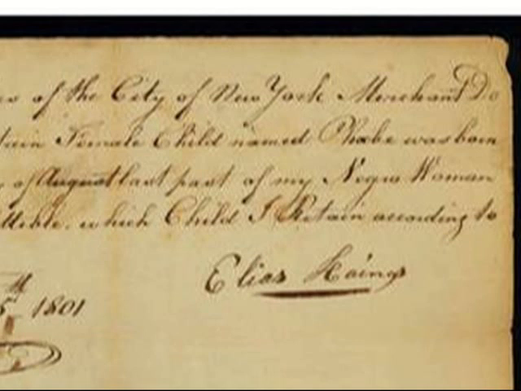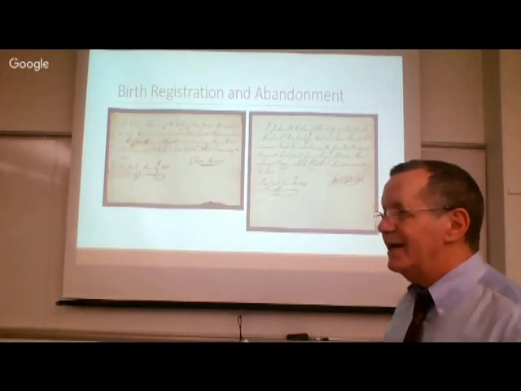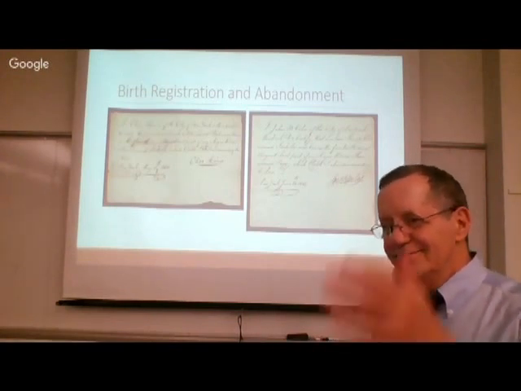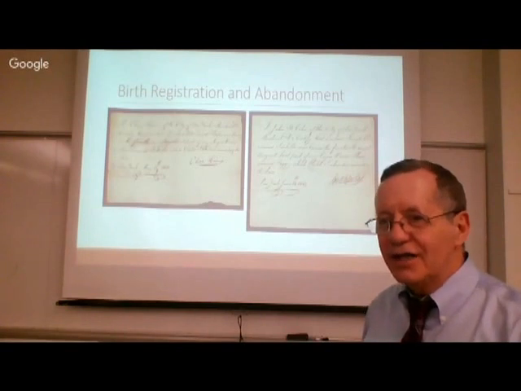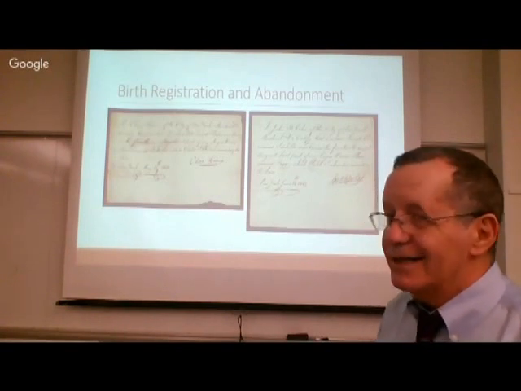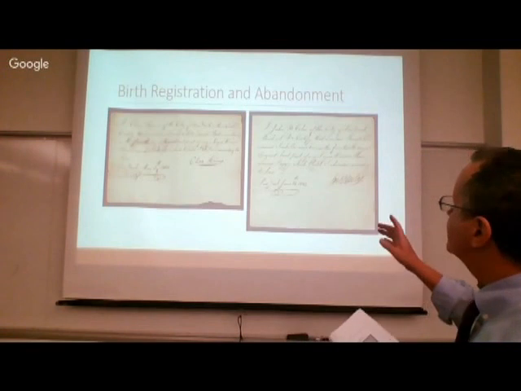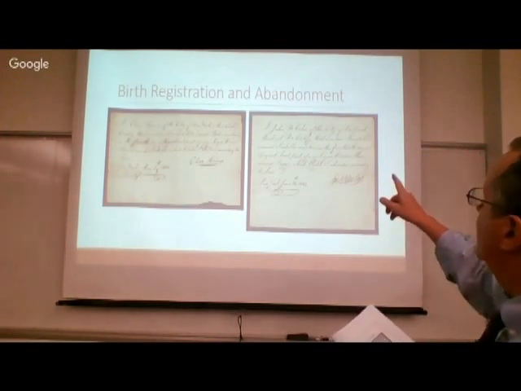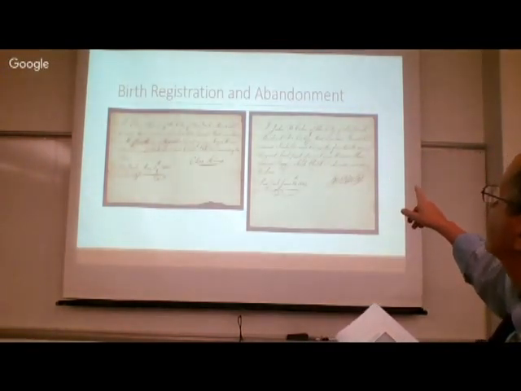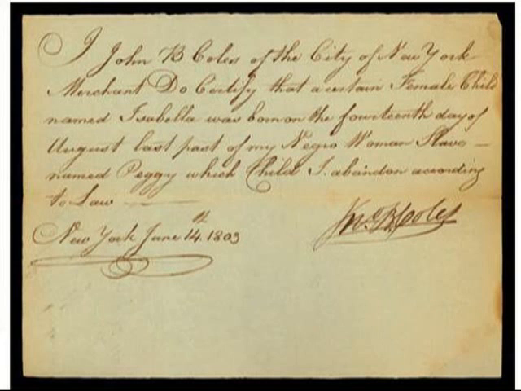And I will explain that in a minute. But you can imagine this was a woman who has a baby, and the owner says, yes, I'm going to retain this child according to law. But it gets worse. On the right side is one where John Coles of the city of New York certifies that Isabella, the child, was born of her woman slave named Peggy, which child I abandon according to law.